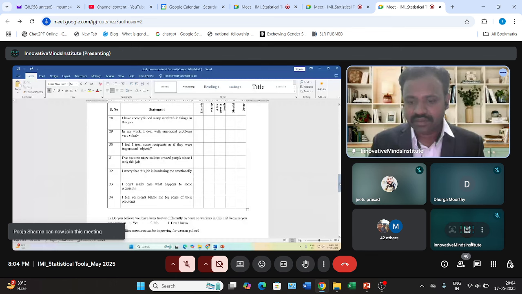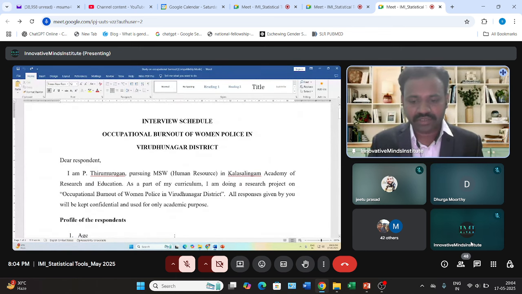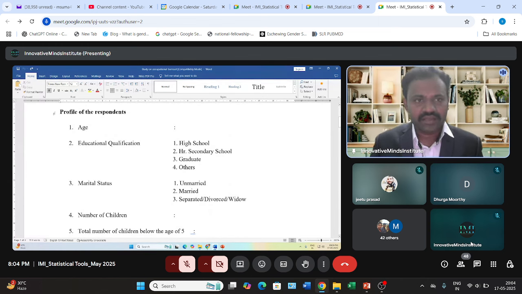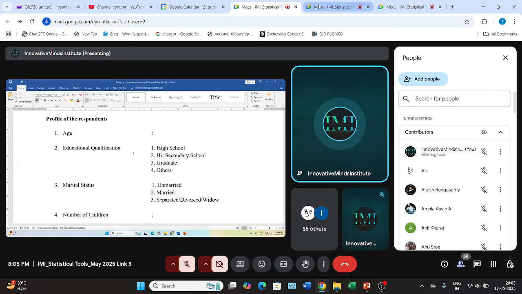See, it's a questionnaire, right? It's a questionnaire of a student, and you should have your title and informed consent, all those things. And here is an important thing: the profile of the respondent. Socio-demographic details are the profile of the respondent. Whatever your discipline may be, I know you are from different disciplines, surely you will have your questionnaire or interview schedule or whatever it may be.